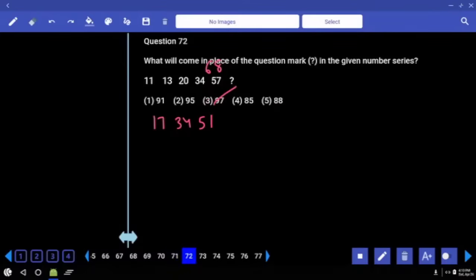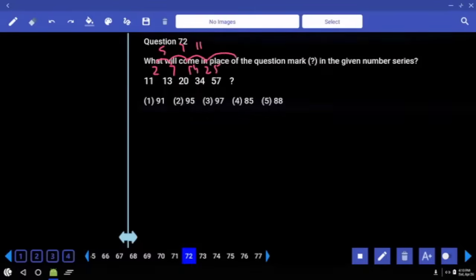Then 72. 11, 13. Here again the numbers are increasing at a smaller rate. 2, 7, next one 14, and next one here 25. Now 2 and 7 difference is 5. Next difference is 7. Next here the difference is 11. 5, 7, 11, prime numbers. Next prime number after 11 is 13. 25 plus 13 is 38. And 5 plus 8 is 13.